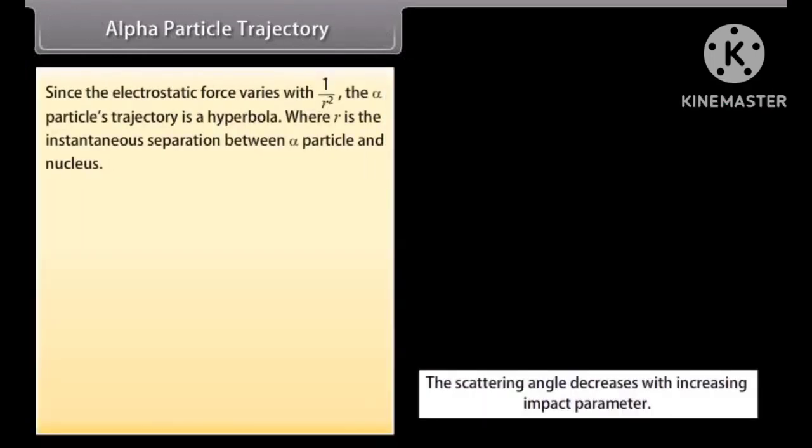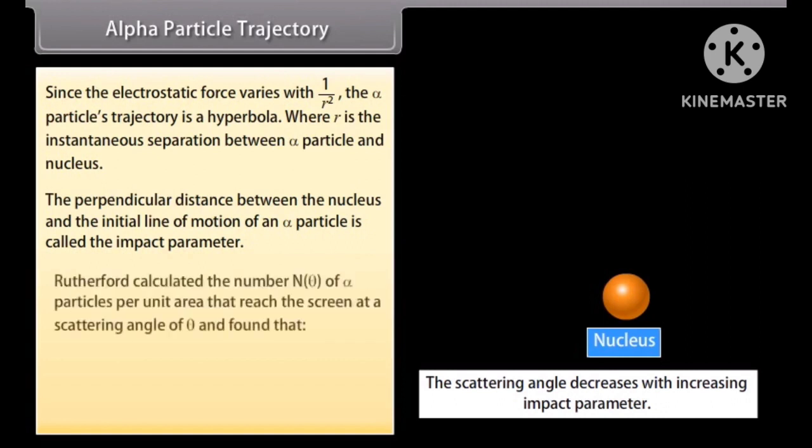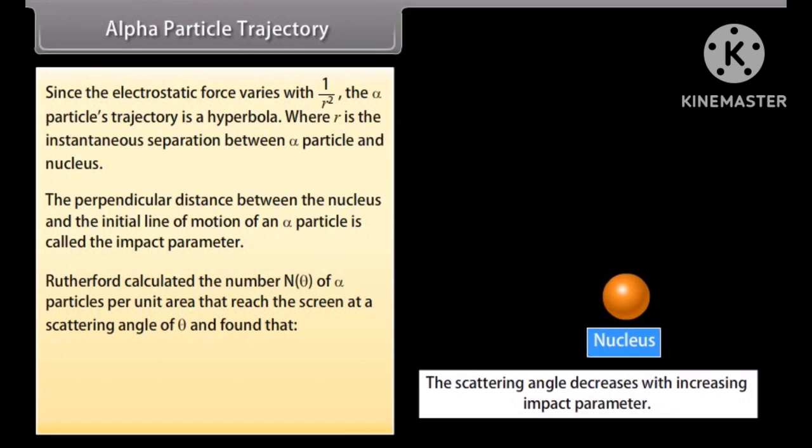Alpha particle trajectory. Since the electrostatic force varies with 1/r², the alpha particle's trajectory is a hyperbola, where r is the instantaneous separation between the alpha particle and the nucleus. The perpendicular distance between the nucleus and the initial line of motion of an alpha particle is called the impact parameter. Rutherford calculated the number N(θ) of alpha particles per unit area that reach the screen at a scattering angle of θ and found that N(θ) is inversely proportional to sin^4(θ/2).